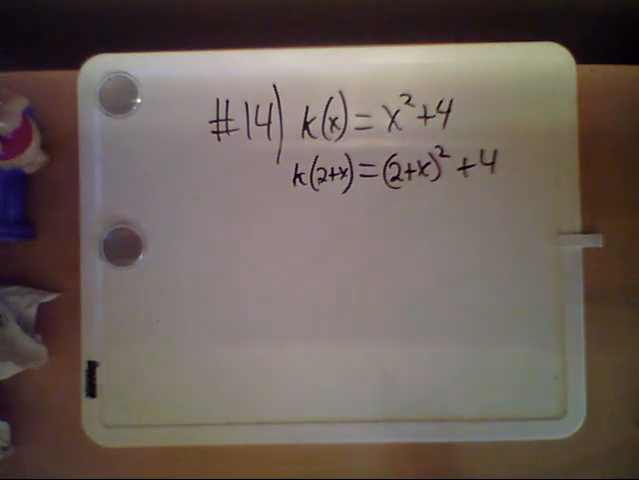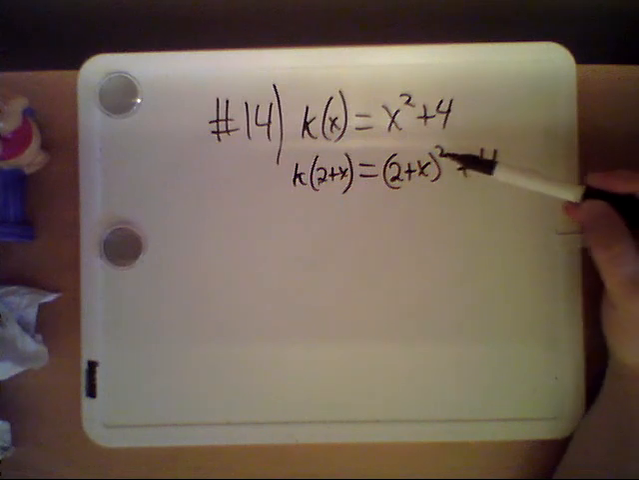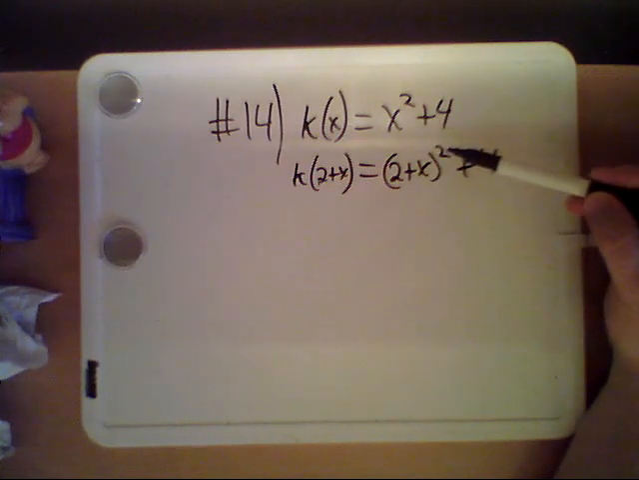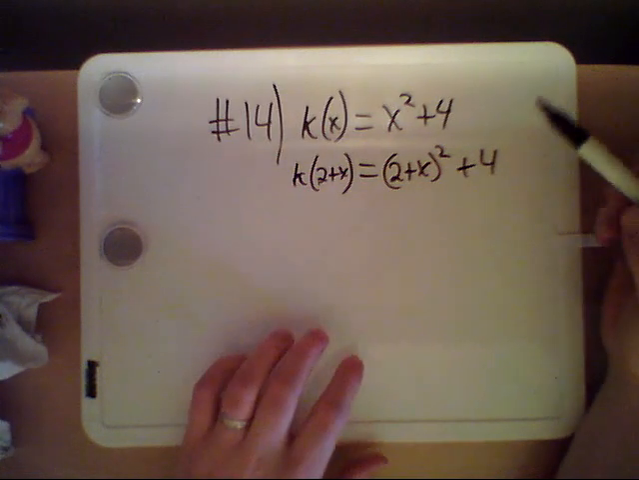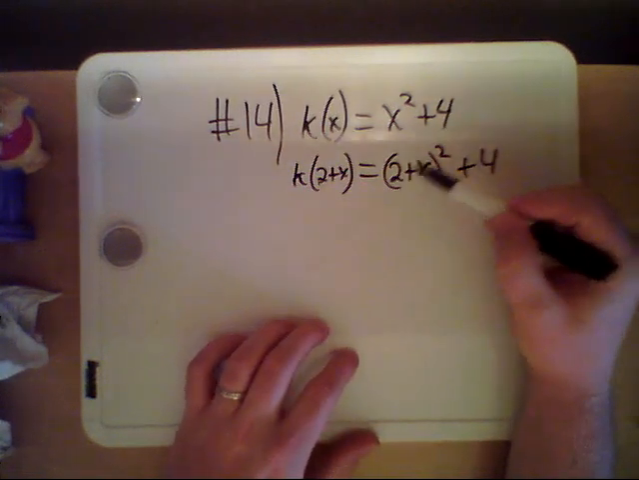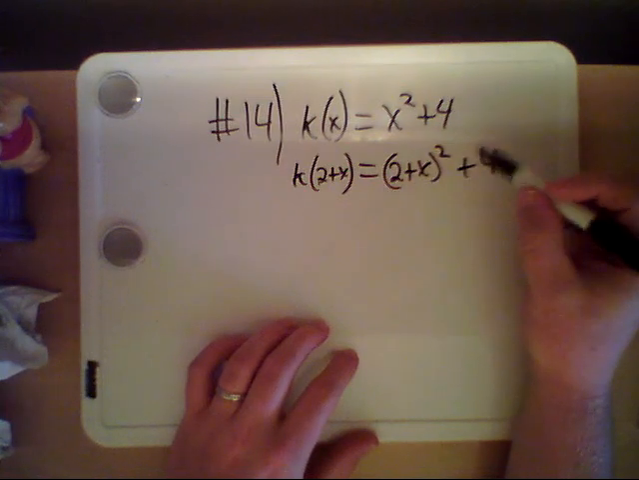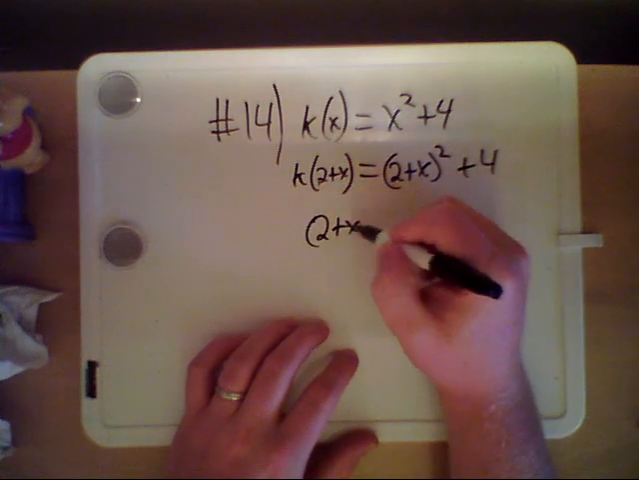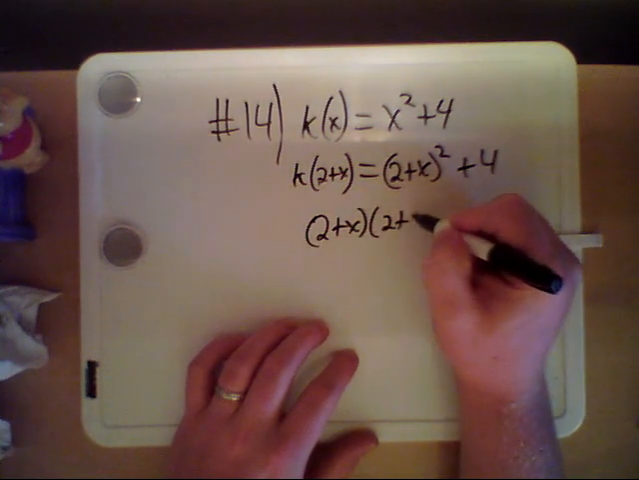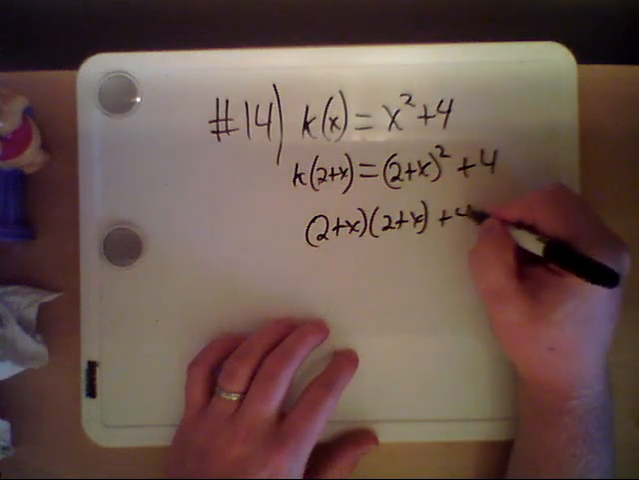I can't stress enough, as Mrs. Cagle would say, don't go for the fake. This is not 2 squared plus x squared. It's 2 plus x, quantity squared. We have to expand this and FOIL it. Again, this is not 2 squared plus x squared. You cannot distribute this exponent across addition or subtraction. So it's going to land at 2 plus x times 2 plus x, plus 4.